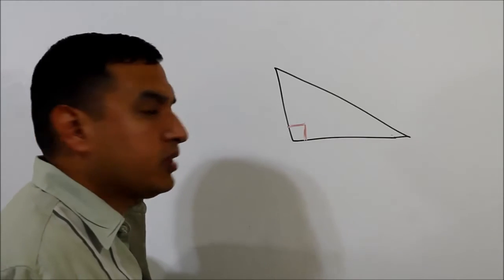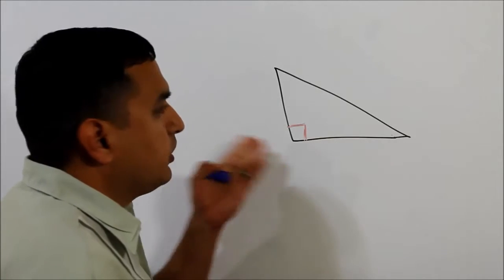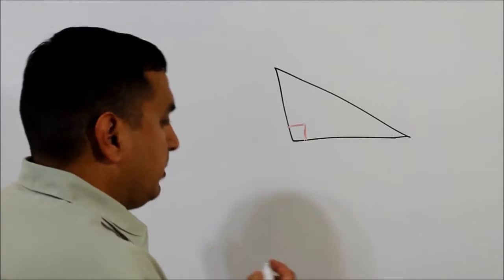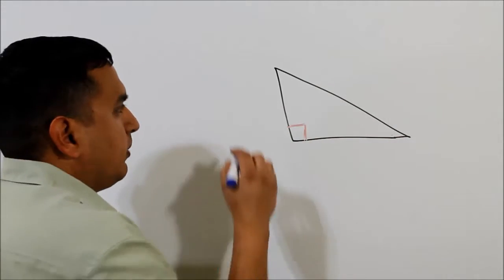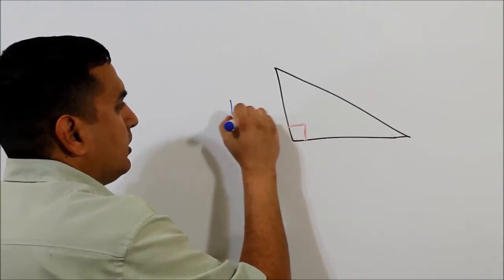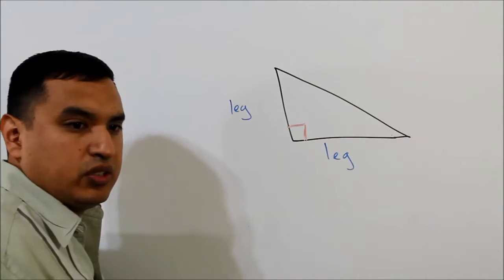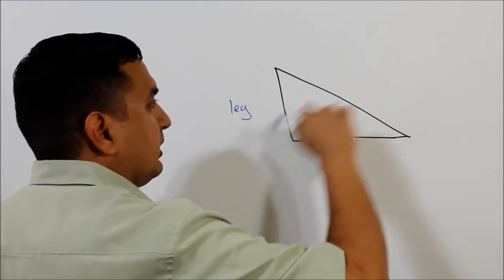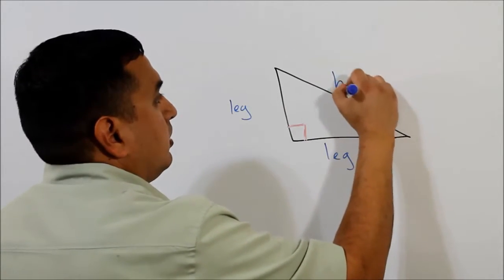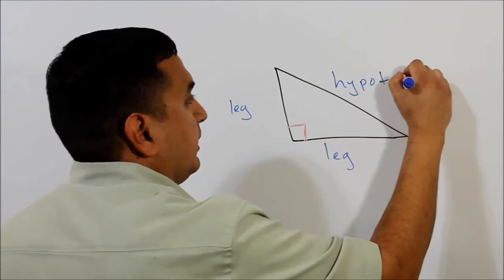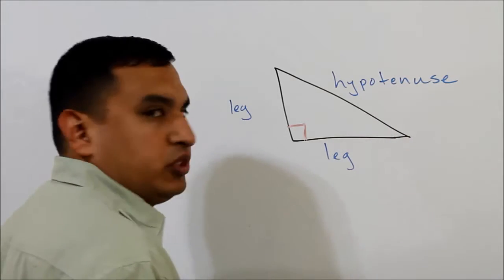Alright, just a real quick review before we introduce the next theorem. Here's a right triangle. Now remember that the two sides that form the right angle, we call each of these a leg. So our two sides are called legs. And remember that the longest side, the side that's across from the 90, we call that the hypotenuse. Okay? And here's the next theorem.